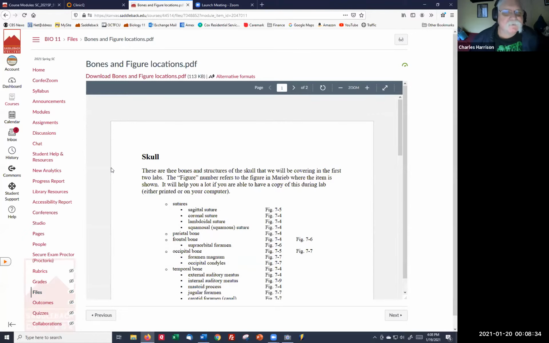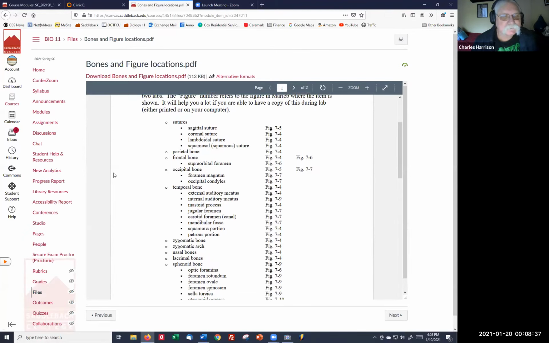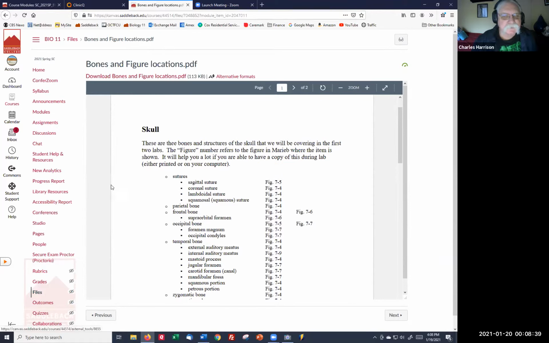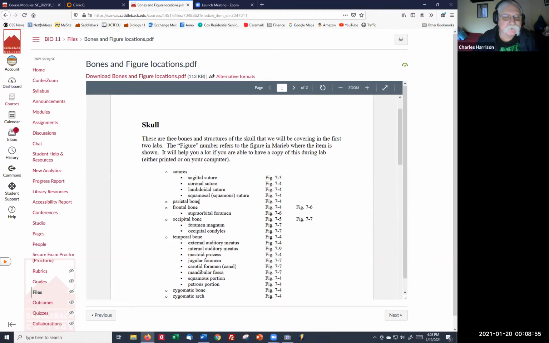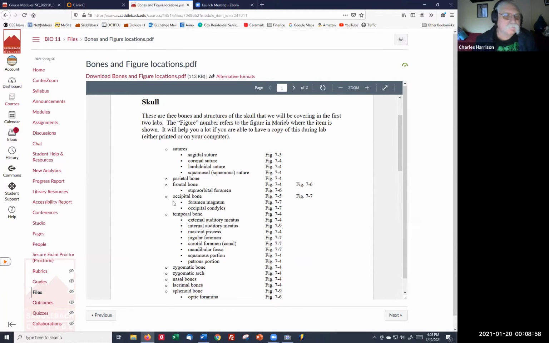Bones and figure locations. Okay. These are the bones that you're going to be required to know for the examination. Many of them aren't bones, many of them are structures. The sutures, here are the 4 sutures that we just went over. Now, where can you find them? One, you can find them in the module, and you can wait for me on Thursday to go over all of these, every one. Or you can use your book.